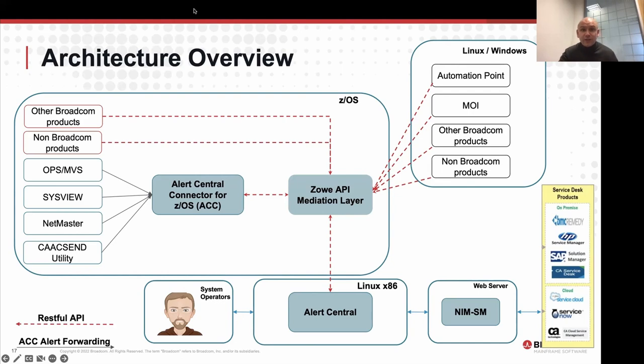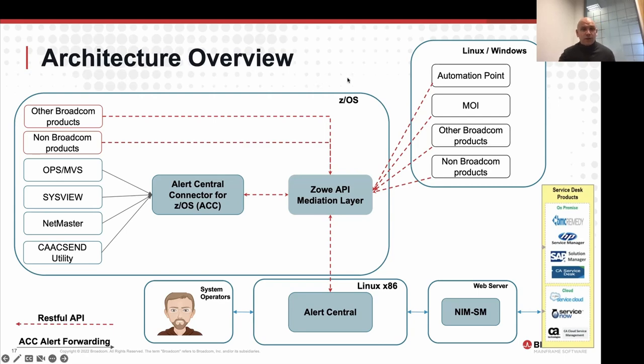And on the left-hand side, we have the ACC Alert Central connector for z/OS. It's a very lightweight z/OS started task, and that allows Alert Central to receive alerts really at mainframe speeds without adding unduly to the mainframe resource consumption.